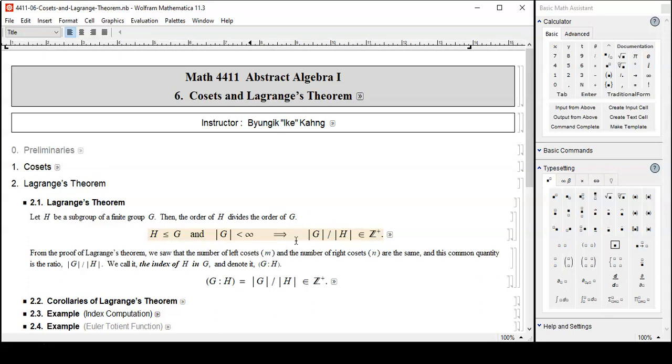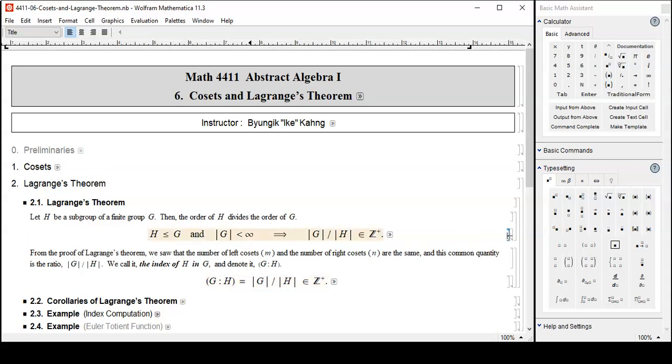This quantity here, the order of G divided by the order of H, is called the index of H in G, and we denote it with this notation with a colon, G colon H, the index of H in G. That quantity is nothing more than this fraction expression.